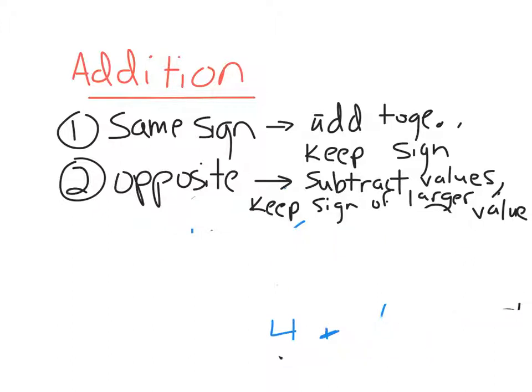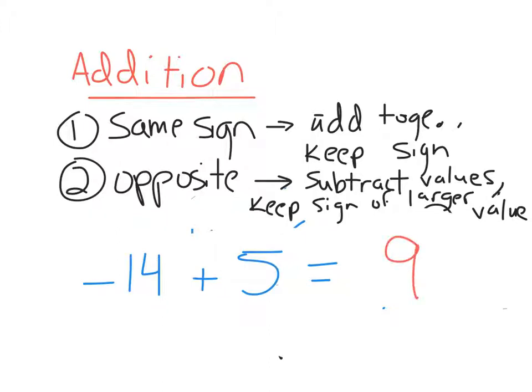All right, so let me give you another example. Let's say we have -14 plus +5. Again, our rule says that we're going to subtract the values. So 14 minus 5 would be 9. I know it says plus, but what we're doing is, again, when they're opposite signs, we take the difference between their two values. So that's where the 9 comes in. And then we're always going to keep the sign of the larger value. So because 14 was my larger value in this case, 14 is bigger than 5.